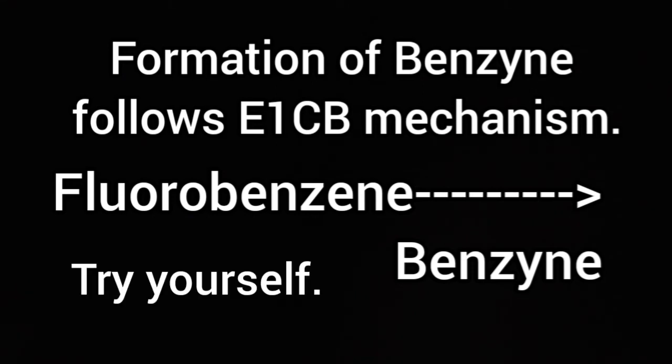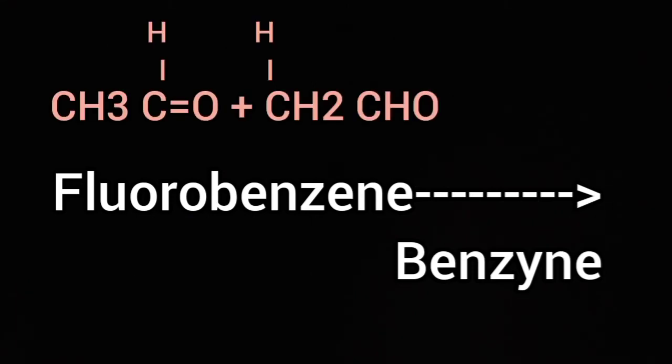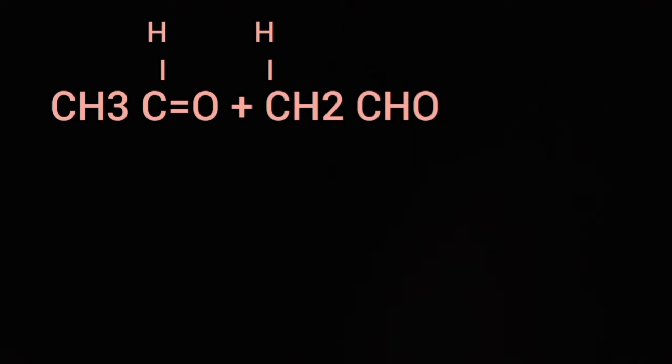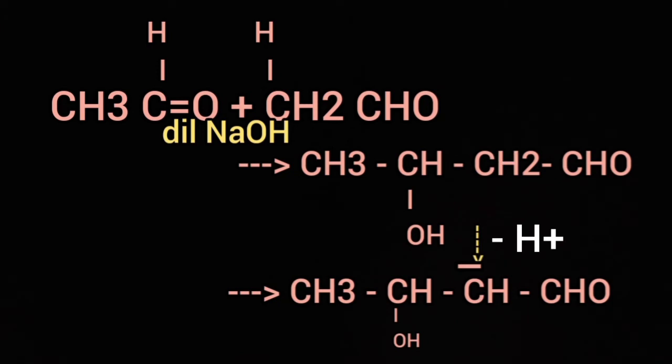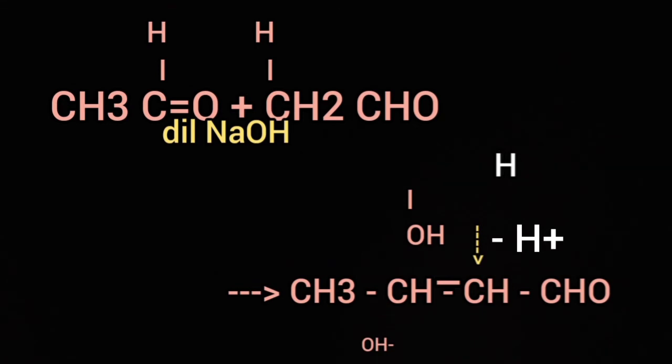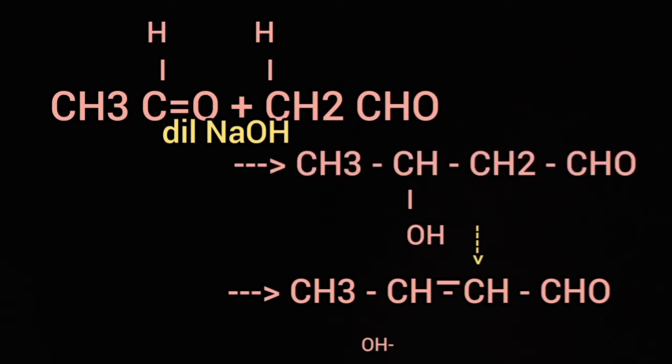You know when acetaldehyde is treated with dilute NaOH, an aldol is produced as shown. In presence of base, this H can be removed and a negative charge is developed on that carbon. That carbon forms a double bond and the OH group leaves. Now the alpha beta unsaturated aldehyde so formed is stable due to resonance. So this reaction follows the E1CB mechanism.